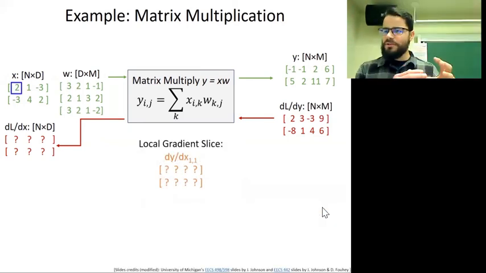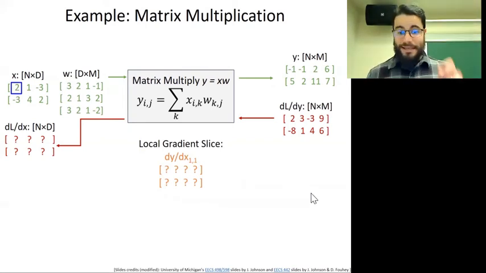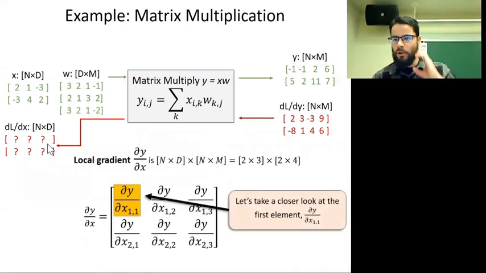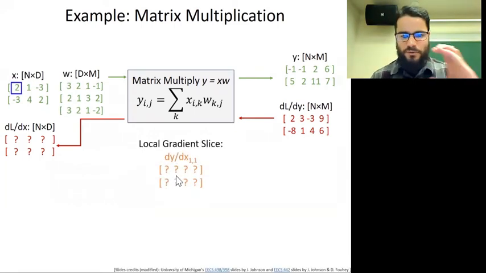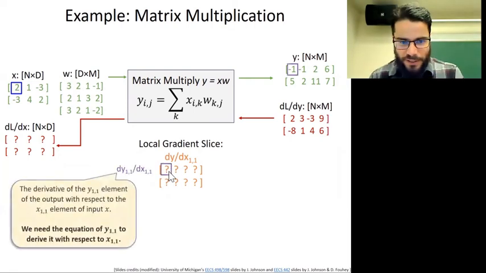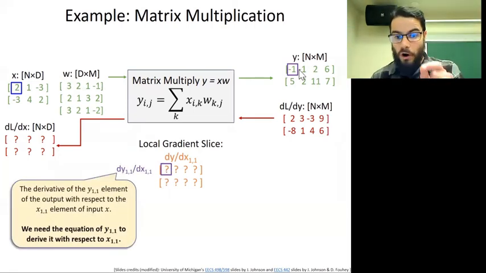So we are going to refer to this as just a local gradient slice. The derivative of the y11 element with respect to x11 is going to be given by this particular number here. So again, we are zooming in on the local gradient, right? We started like this. This is actually a matrix, and this matrix is going to have the dimensions of the output, n by n, okay? The first element of this matrix is the derivative of this particular element of the output with respect to this particular element of the input.